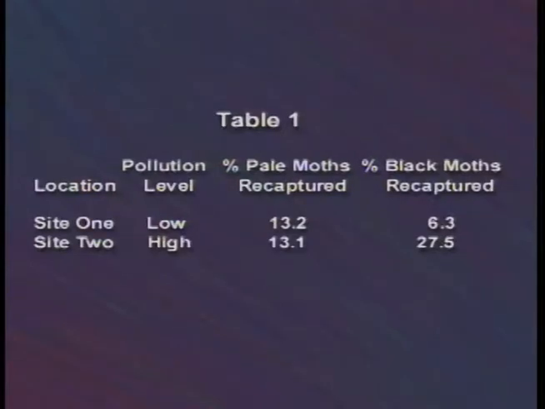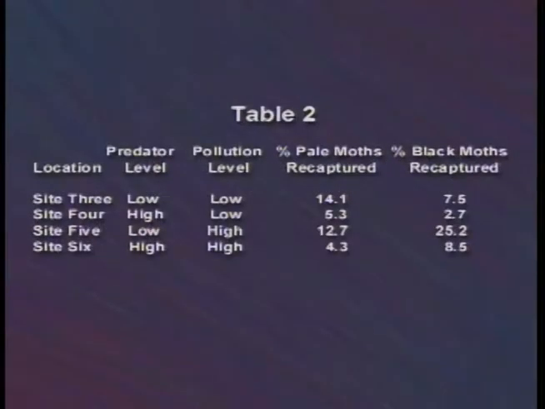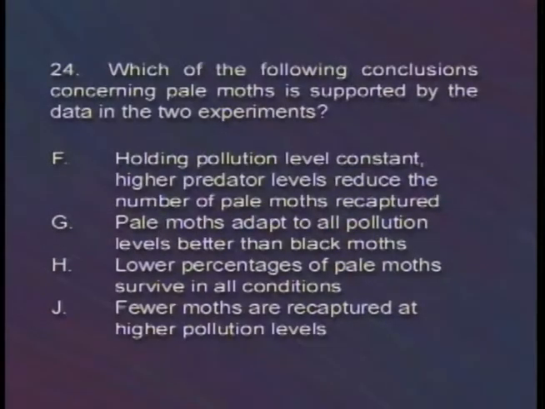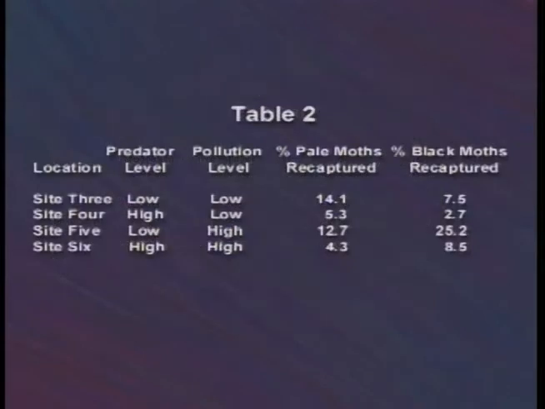Option H is incorrect. From Table 2, the lowest percentage is for black moths at Site 4. Option J is incorrect. From Table 2, more black moths are recaptured at high pollution levels. The correct answer must be F. But why? The phrase "holding pollution levels constant" means to look only at sites where the pollution level is the same. From Table 2, let's look at Sites 3 and 4.